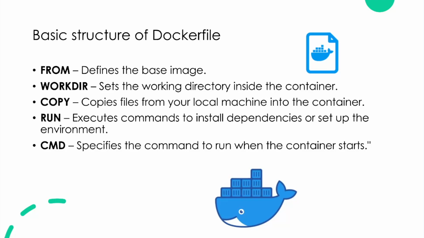Let's break down the basic structure. A typical Dockerfile includes these instructions. FROM defines your base image. Whenever you write FROM, after that it will expect your base image. You can use any base image like Python, Node.js, Java, or Ubuntu as well. Anything that you want your container to be based on.